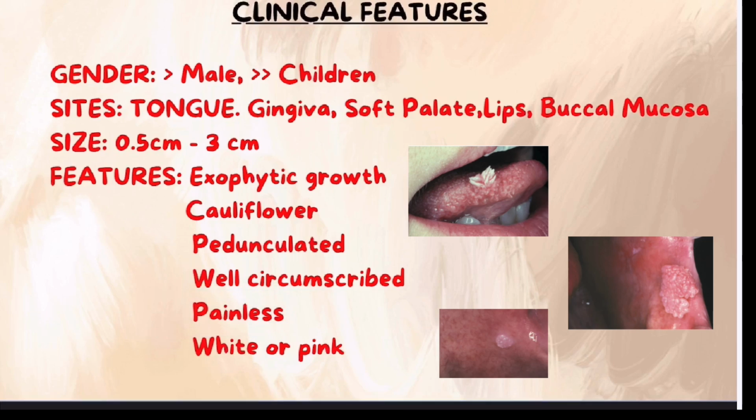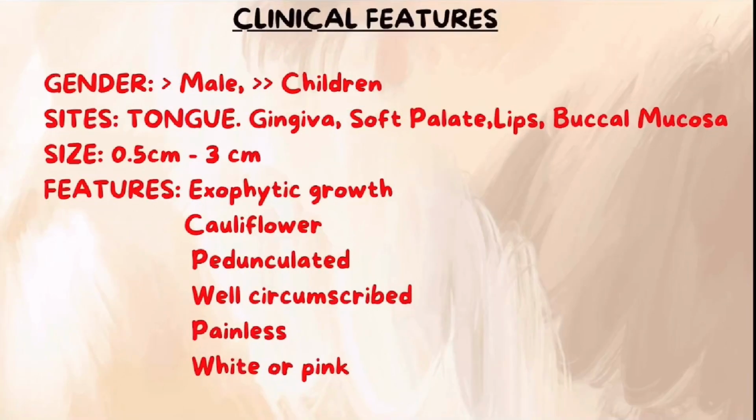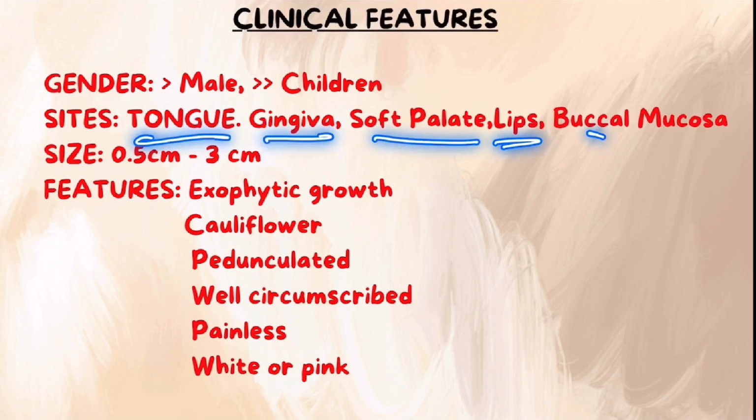Most commonly, the lesion appears white in color due to the excessive production of keratin by the epithelial cells. In some cases, it can also appear pink depending on the amount of keratin and underlying vascularity of the tissue. The lesion is slightly more common in males and is predominantly seen in children. The typical locations where squamous papilloma may occur include tongue, gingiva, soft palate, lips, and buccal mucosa.